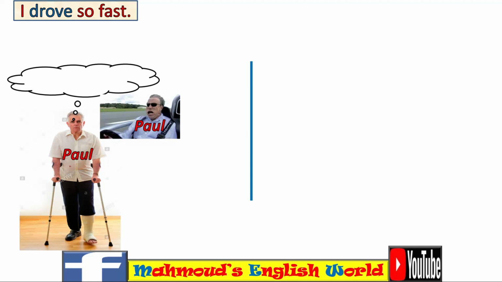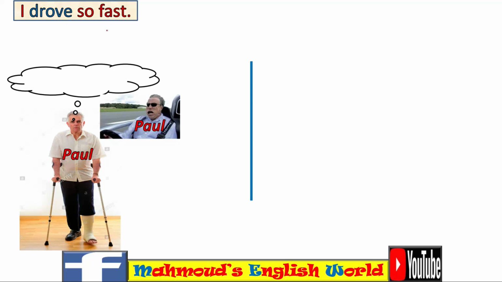We talk here about Paul. Paul, what is his problem here? Excellent. Yes. Why? Because he had an accident. He had an accident. Why do you think he had an accident? Excellent. Because he was driving very fast. And this is what he had done. We have, I drove so fast.